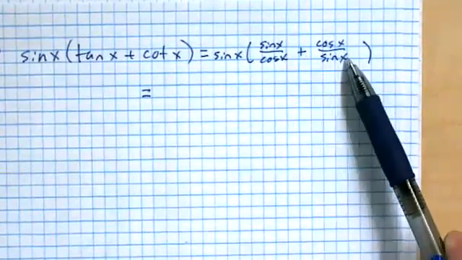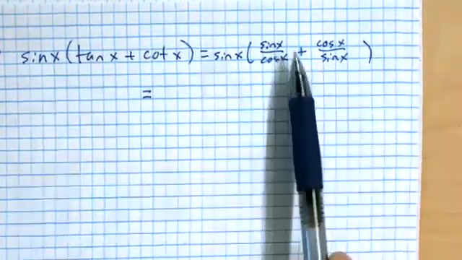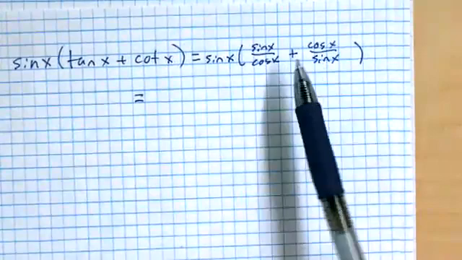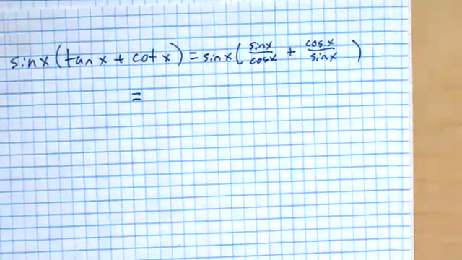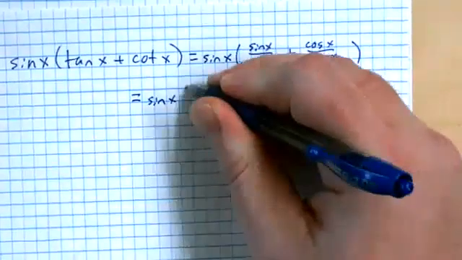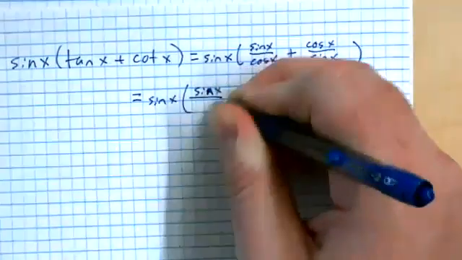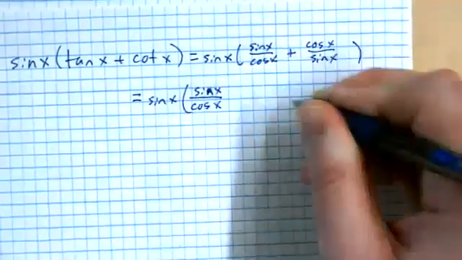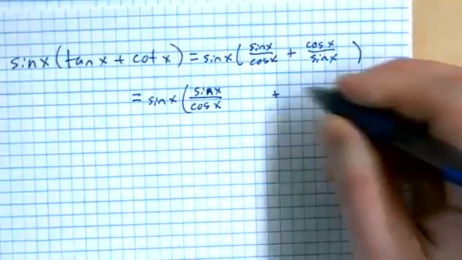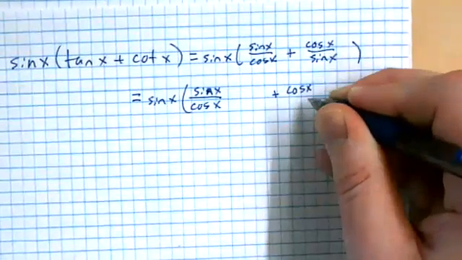There are other ways to accomplish this, but I've done enough of these that I know that if I can combine these together into a single fraction with a common denominator, that's probably going to get me where I need to go. So I'm going to leave that as sine x, and I'm going to leave the sine x over cosine x. I'm going to leave some space after it, and I'll do a cosine x over sine x, and I'll leave some space after that too.